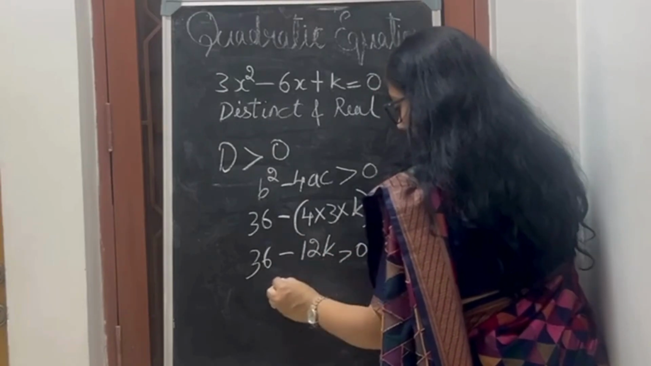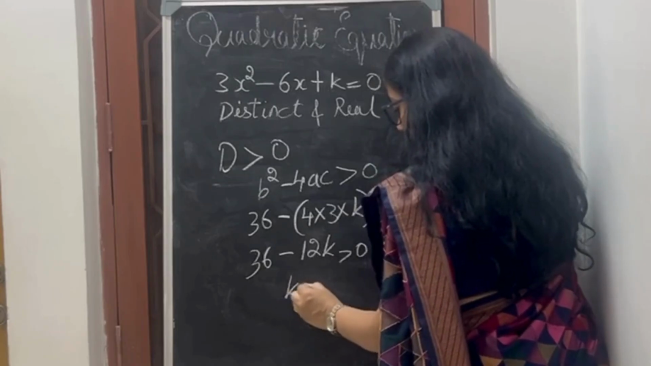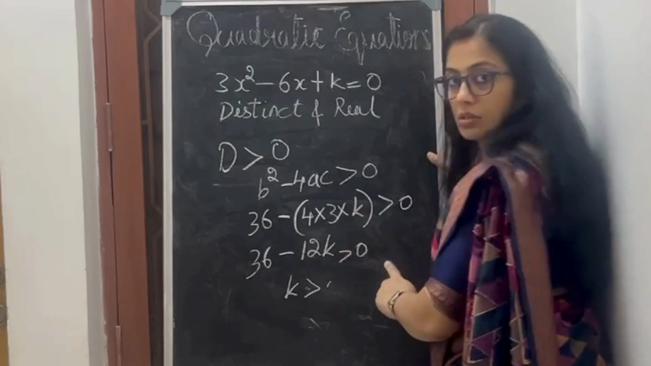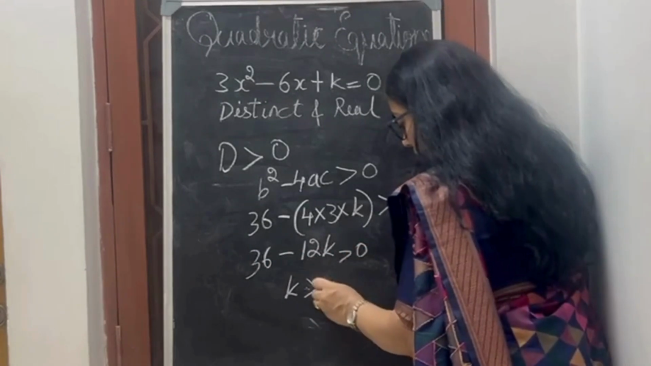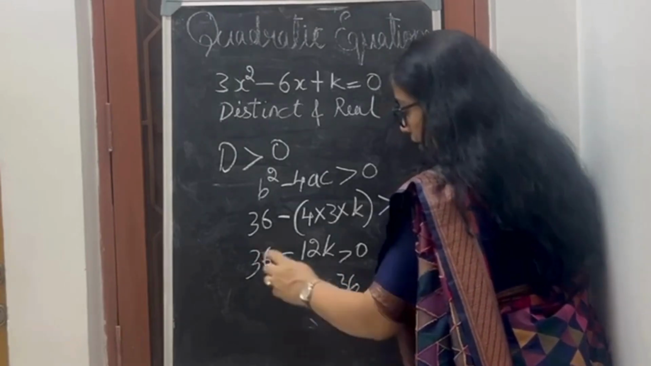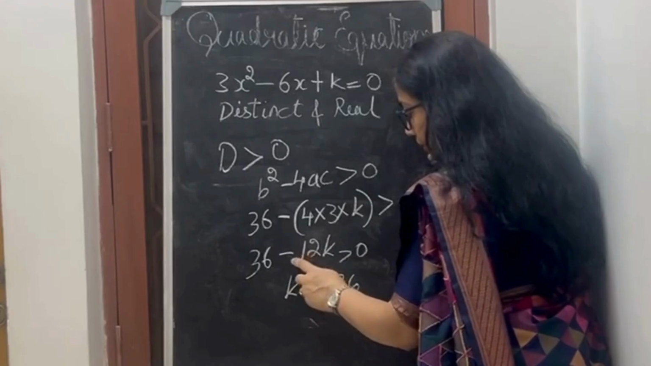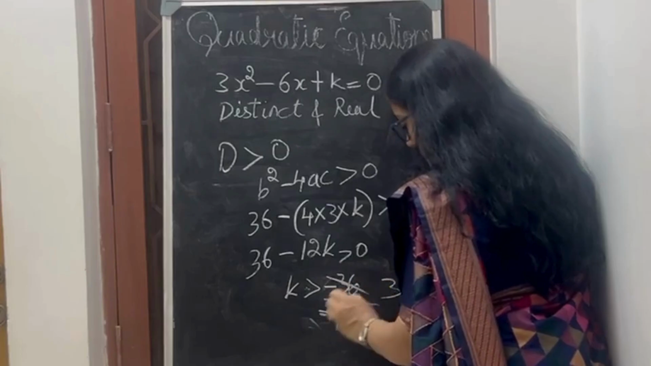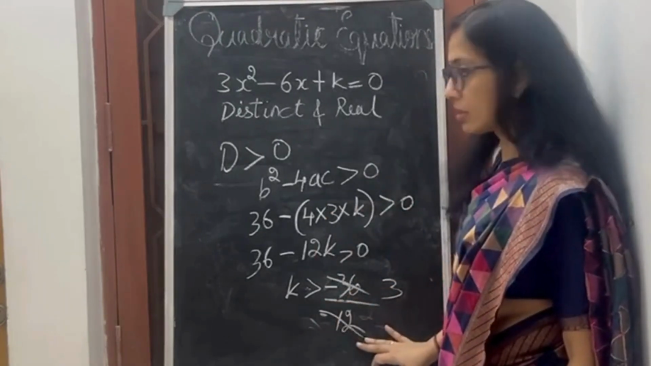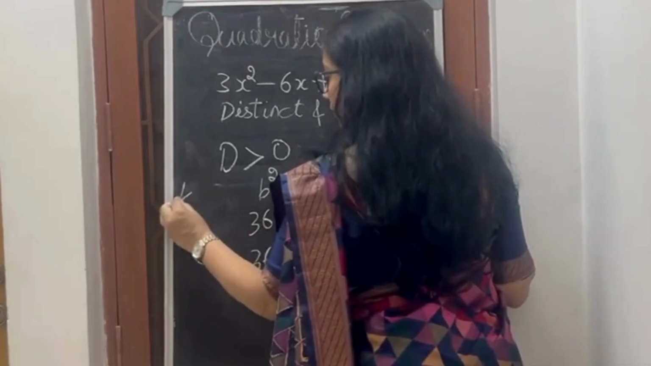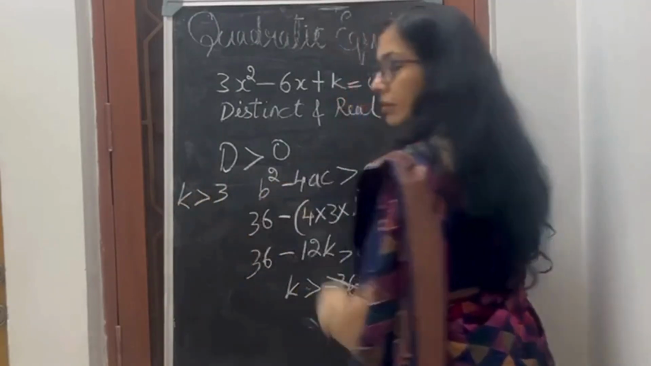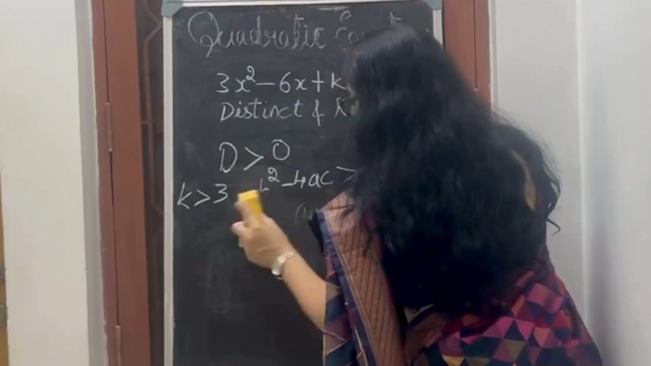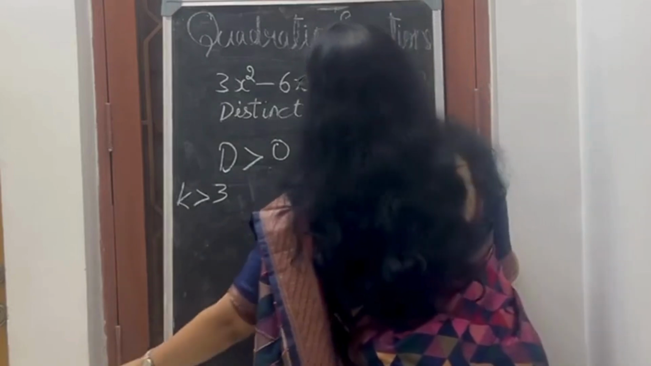I will take k greater than 0. I am not changing the sign. Now if I take 36 to the other side, it will be minus 36 divided by 12. 12 is here, so when I took it to the other side, it will be division. Because both are negative, it will be positive 3. So k is greater than 3. That's my final answer. What is my final answer? k is greater than 3.